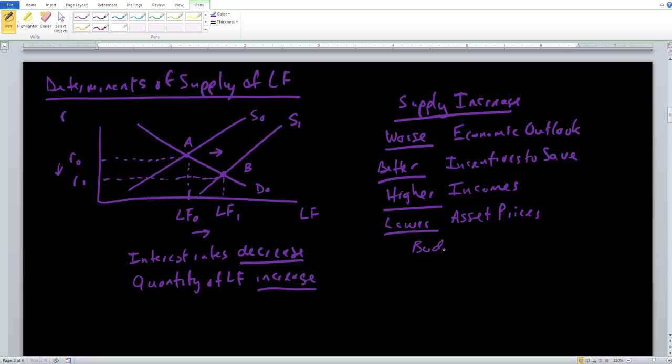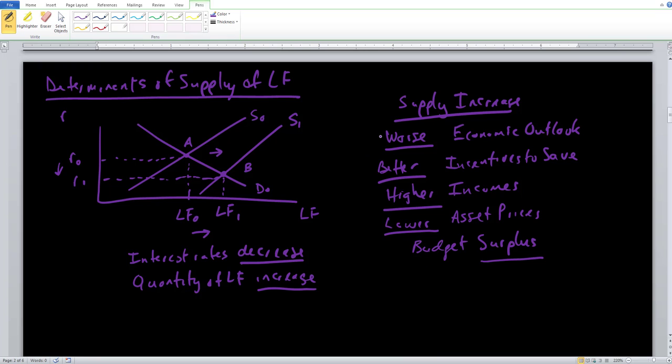Anytime the government runs a budget surplus, they spend less money than they take in as tax revenue, so they save money in this instance. They're going to want to put this extra surplus into the account that they have at the Federal Reserve, and they're going to be generating some type of interest for that. So a budget surplus is going to encourage them to save as well. All of these are supply increases for our loanable funds.